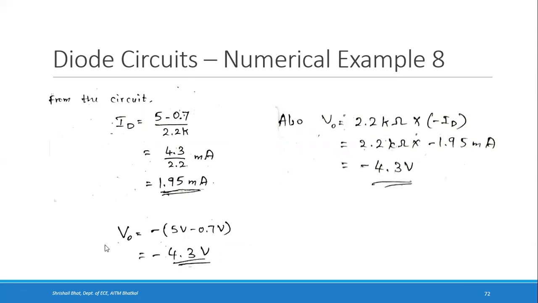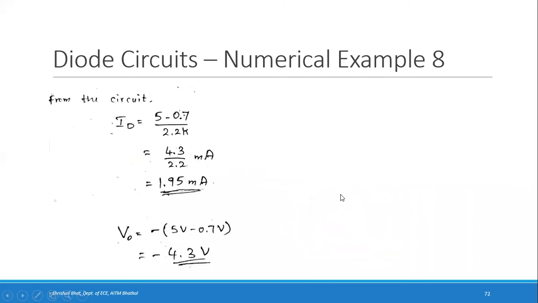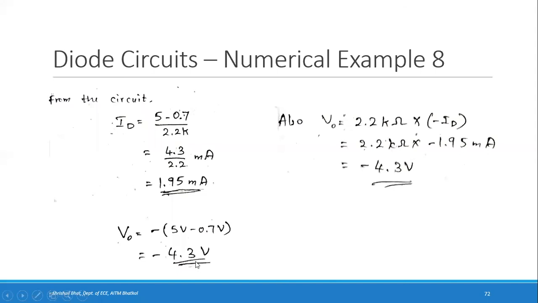The other way also I can find V naught. See, what is the voltage at this particular point? It is minus 5. And what is the drop here? It is 0.7. So minus of 5 minus 0.7 will be the voltage that is remaining here, right? What is 5 minus 0.7? It is 4.3. That way also we can find, minus 5 volts minus 0.7 volts, which is minus 4.3. And you can actually cross verify the answer by multiplying the value of resistance and the current. Either way you get the same, that is minus 4.3 volts, right? This is the way you can get the values of voltage and current.